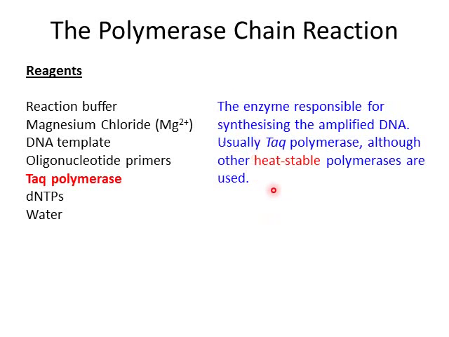So the polymerase enzyme itself is obviously very important. We've already talked about its thermostable properties. This is the enzyme responsible for actually copying the DNA, for making new DNA from the template. It's usually Taq polymerase. This is the most common. It's very cheap. It works well. However, in certain circumstances, other heat-stable polymerases are used.